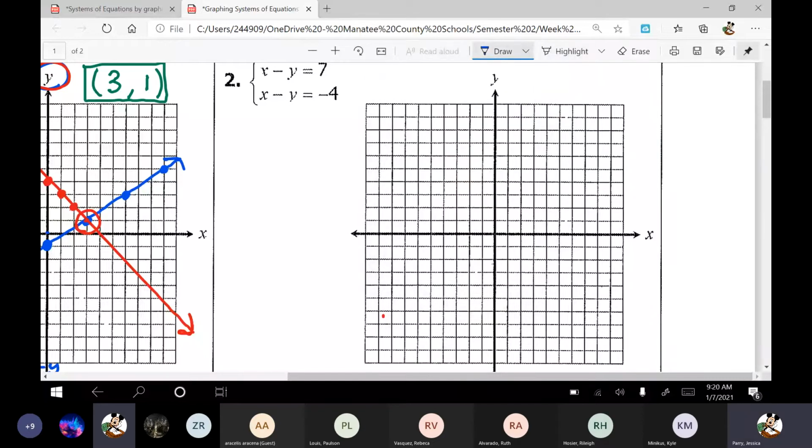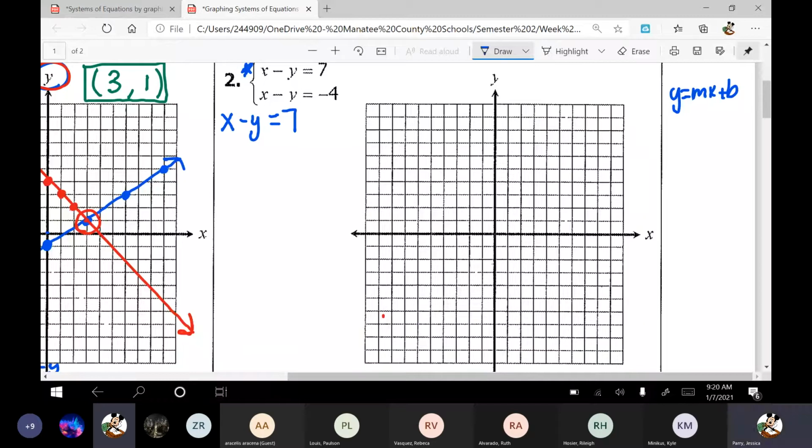All right, so for number 2, we're going to follow those steps from the notes yesterday. Step 1, write the equation in slope-intercept form. That's y equals mx plus b. Let's go ahead and do that first for our first equation, the x minus y equals 7. So we're going to need to rewrite and redo this equation so it's in slope-intercept form. So we need to get it to say y equals.